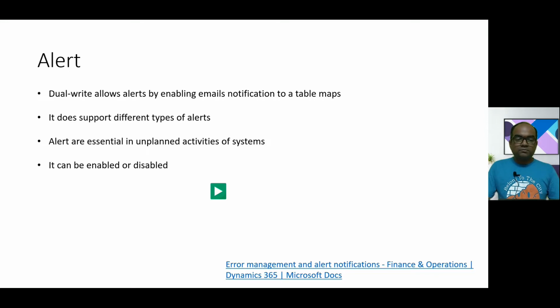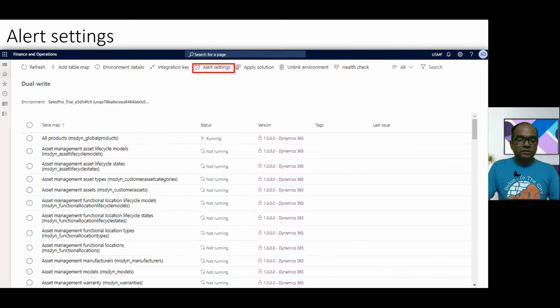Let us move on to our next slide. I have tried to capture a snapshot of the alert setting, how it looks and where to go. If you navigate to the System administration module of the finance and operations app, then the Data management workspace and then the dual write tile, you will see the dual write functionality, and there you can select the option called alert.